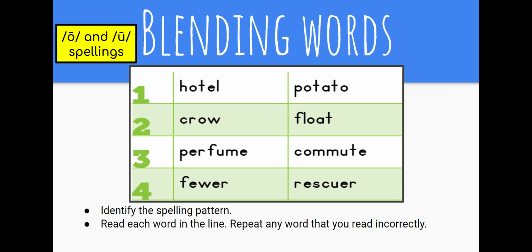Now let's look at the words in line 3 and line 4. There are spelling patterns of the long U in line 3 and 4. Take about 10 seconds to identify the spelling pattern in the words in line 3 and line 4. If you need more time, pause the video now. Begin.